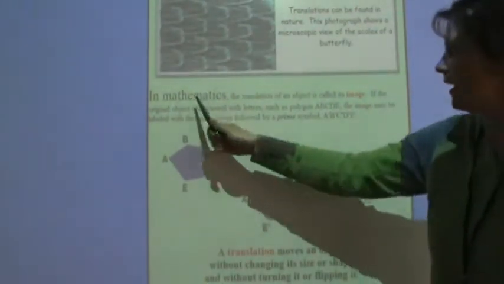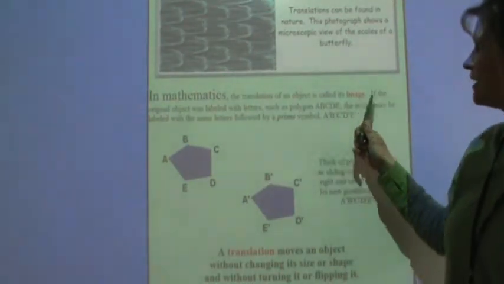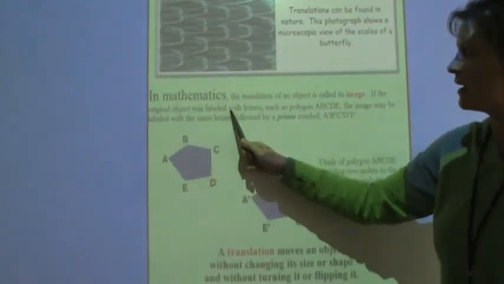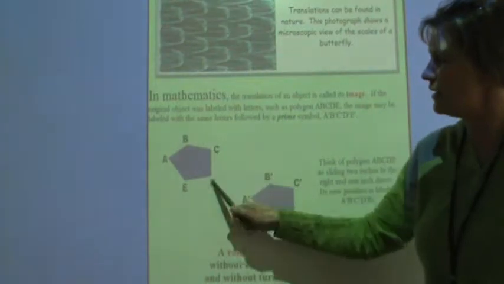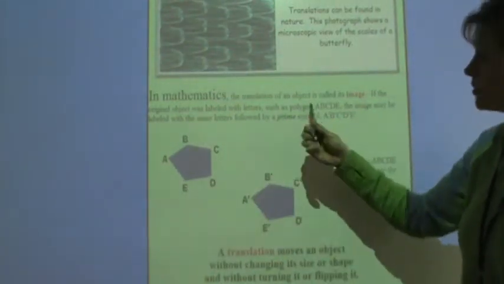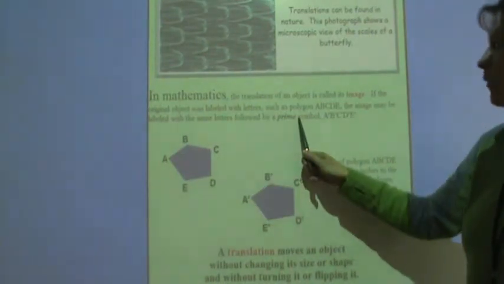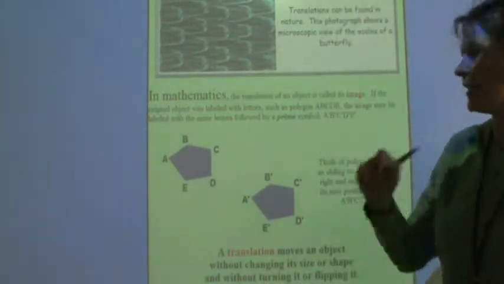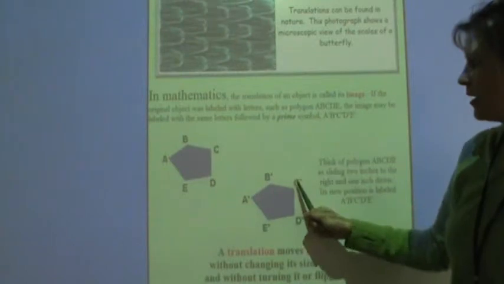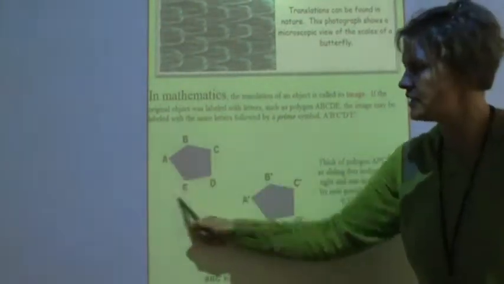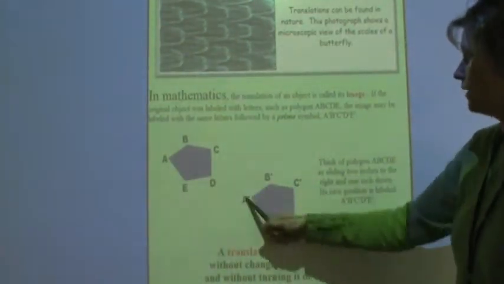And in mathematics, the translation of an object is called its image. If the original object was labeled with letters, like this one says A, B, C, D, E, such as polygon ABCDE, the image may be labeled with the same letters followed by a prime symbol. It looks kind of like an accent. So it'd be A prime, B prime, C prime, D prime, E prime. That shows you this is the original, this is the new one, or your image.